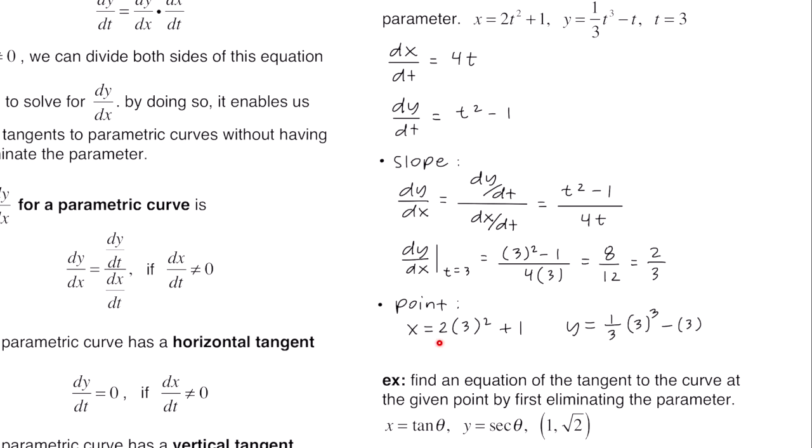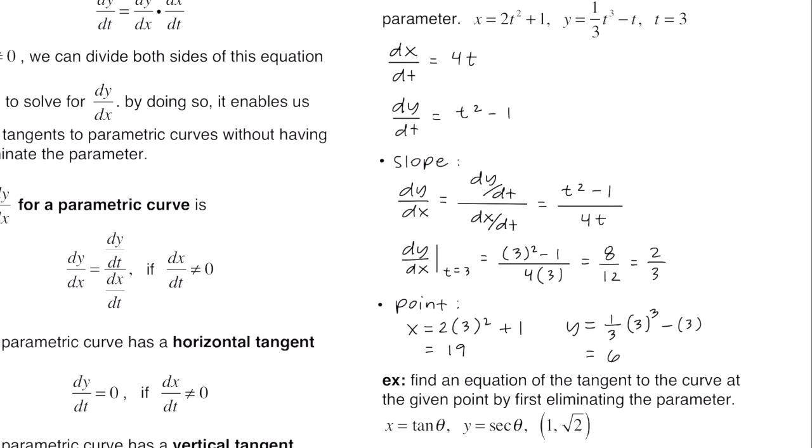All right, so we have x equals 2 times 3 squared plus 1, and we have y equals 1/3 t cubed minus 3. So over here, 3 squared is 9, 9 times 2 is 18, and 18 plus 1 is 19. And then right here we have 3 cubed divided by 3, which is 9, and 9 minus 3 is 6. All right, guys, we have slope is 2/3, and the coordinate point is (19, 6).